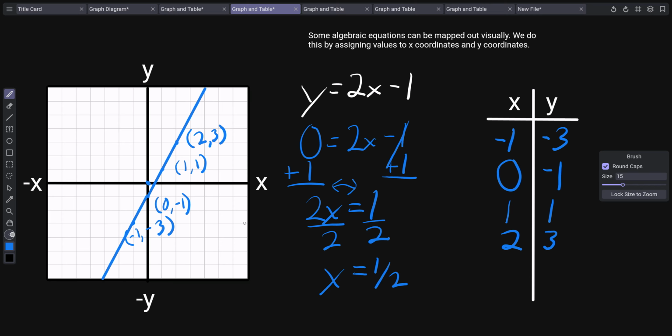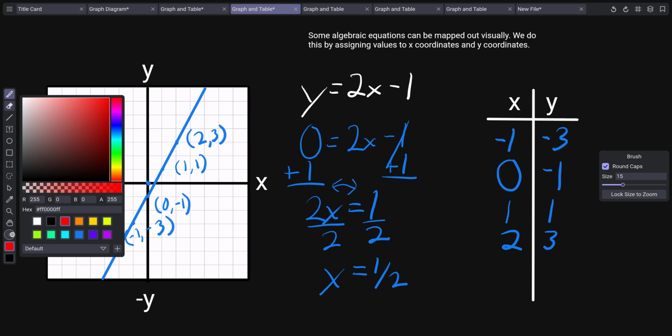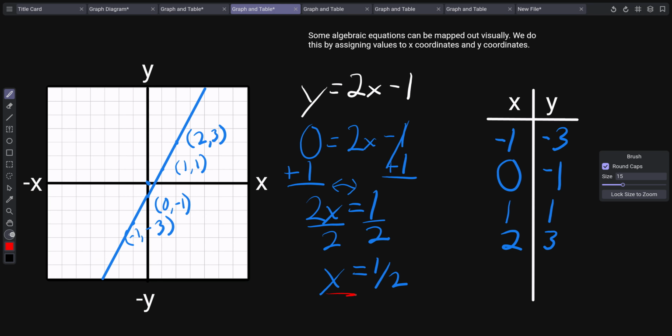And you could see, actually, if we were to go onto the graph, this is what I got as my x-intercept. X equals 1/2. That's going to fall right here. And you'll actually notice that that is in between 0 and 1 on the x. So that actually makes a lot of sense because it's the halfway point.